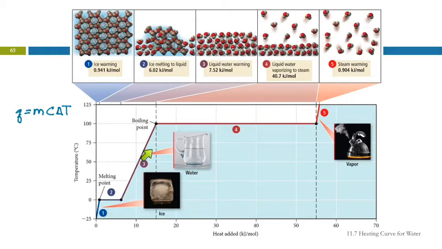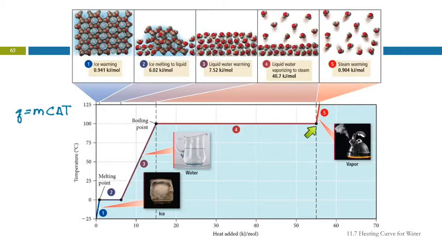Once it's all melted, the temperature starts to go up again, and we can use Q equals MC delta T to calculate how much energy is needed to heat it from 0 to 100 degrees. So the liquid warming up would require 7.52 kilojoules per mole, calculated using Q equals MC delta T. Once it begins to boil, again, the temperature is not going to change anymore. And so to calculate this amount of energy needed, we'd use the heat of vaporization, 40.7 kilojoules per mole.